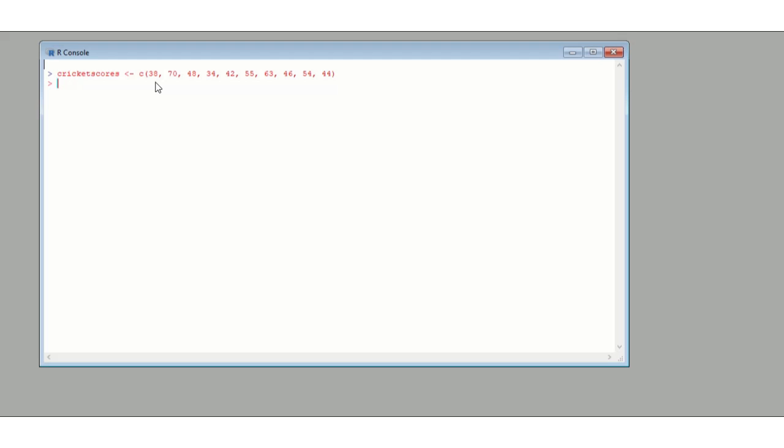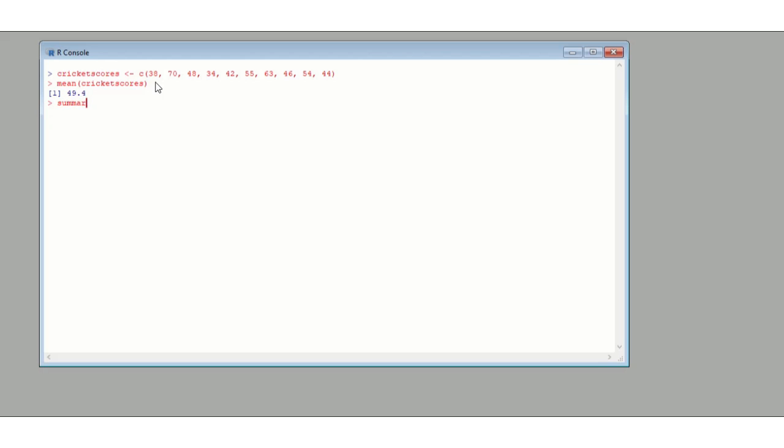Say we want to find the mean of this set of data. Quite intuitively, we put in mean, and then we type in the name of our data set. This returns the mean, which is 49.4.